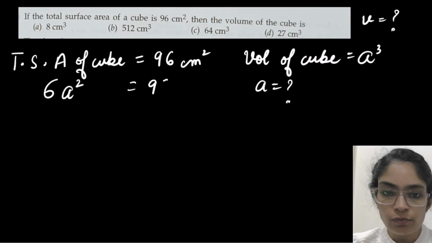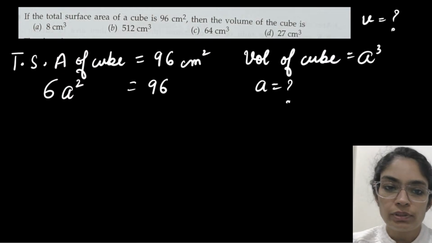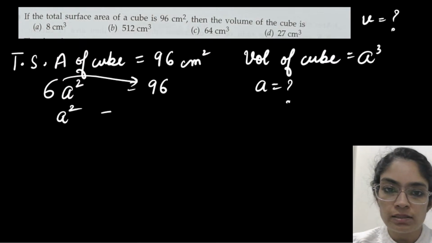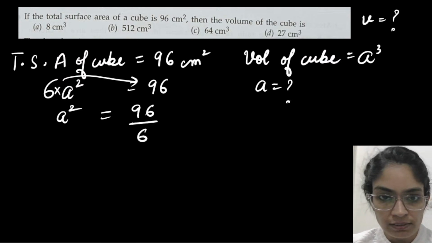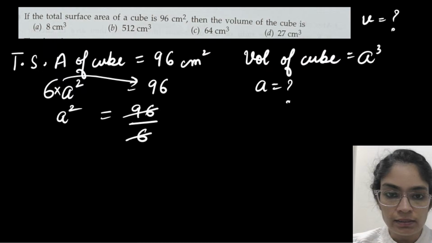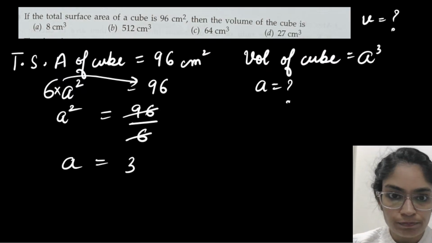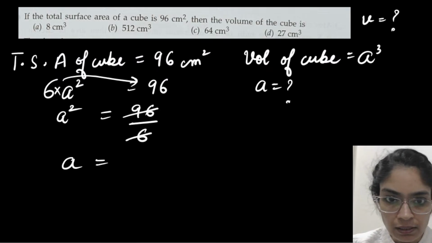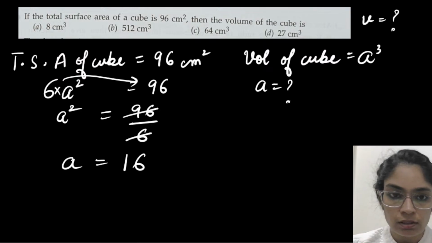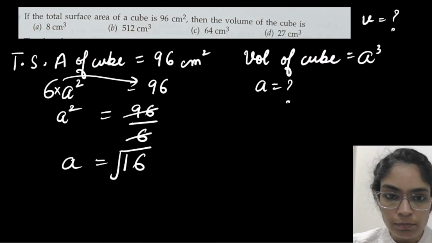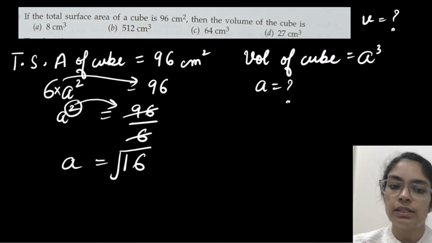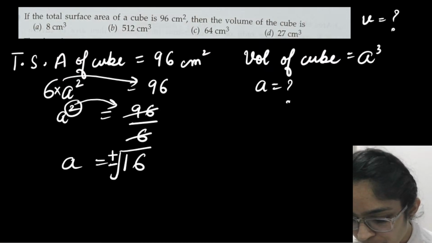We'll use this formula to find the value of again a. So first of all 6 will shift to this side. So a square is equals to 96 divided by 6, because here 6 is getting multiplied. When we shift to other side it will get divided. Now we can do cancellation. 6 table only we can do, 36. So 6 into 1, 6, and 6 into 6, 36. So square when we shift to other side it will become square root. Square root is always positive as well as negative.